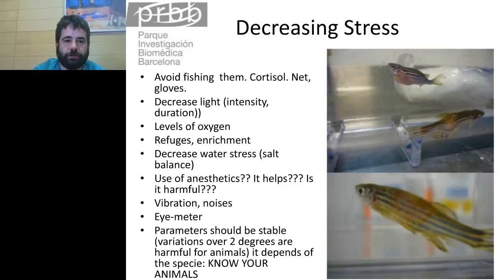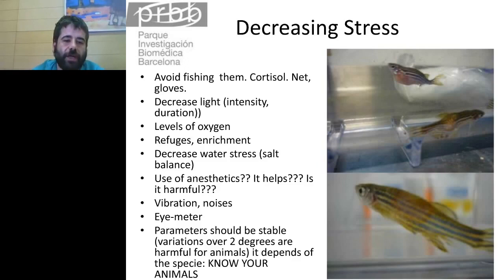So if we got a stressed fish, we have to decrease their stress, and we have many tricks to do that. First of all, is avoiding them getting stressed, so we are going to avoid fishing them. If we have to fish them, we are going to do it properly. Also, we can decrease a little bit the light, so they might get more quiet. We can also decrease the levels of oxygen. We can use refuges and another kind of enrichment.